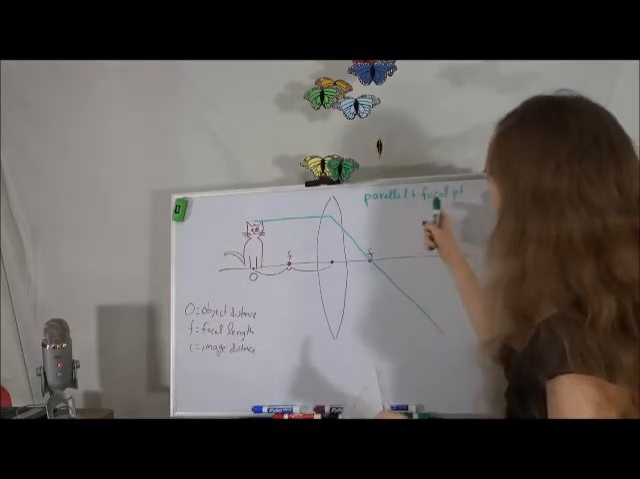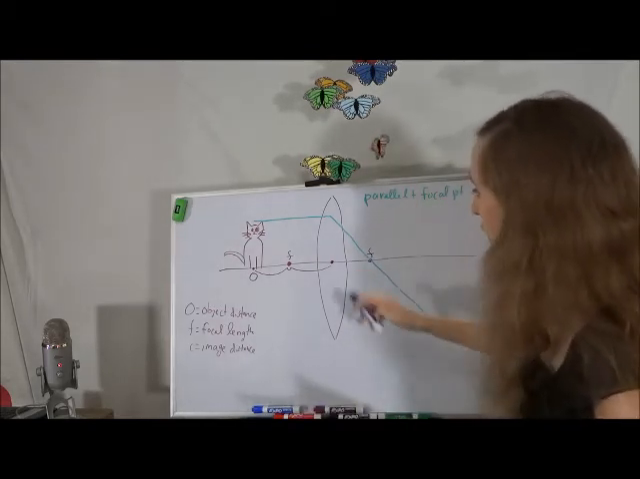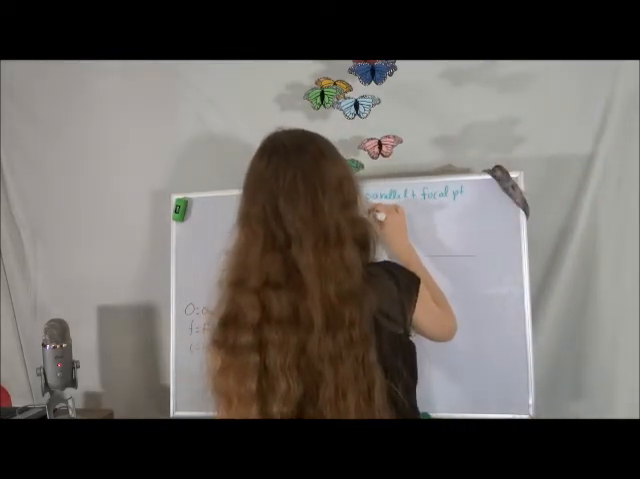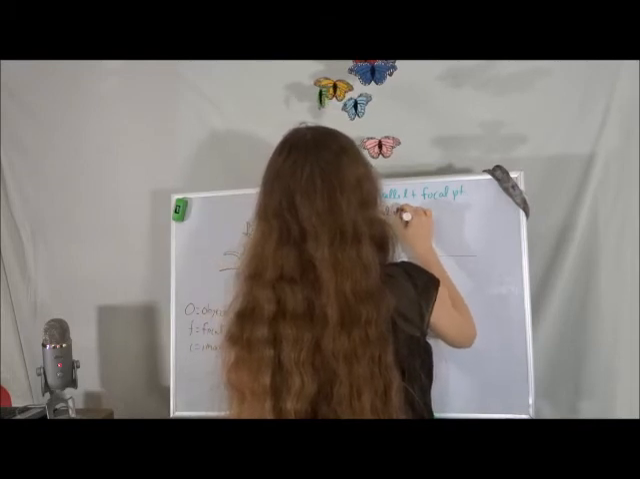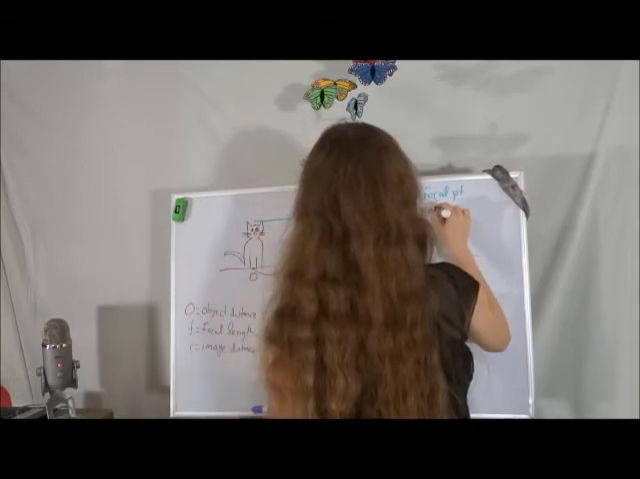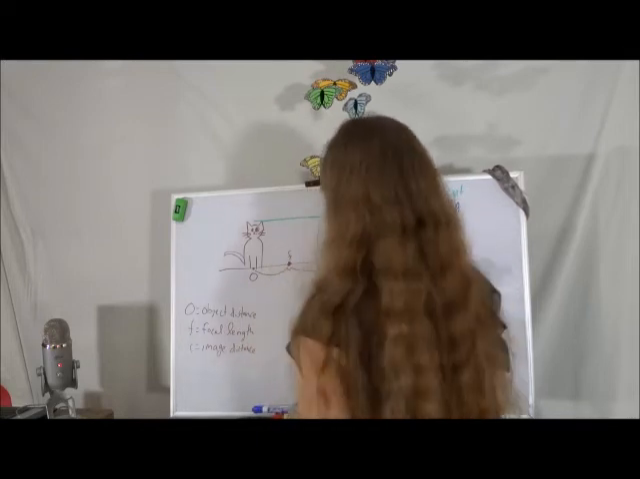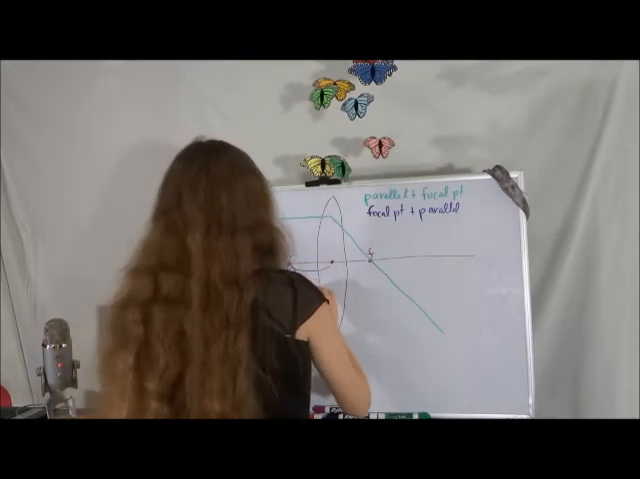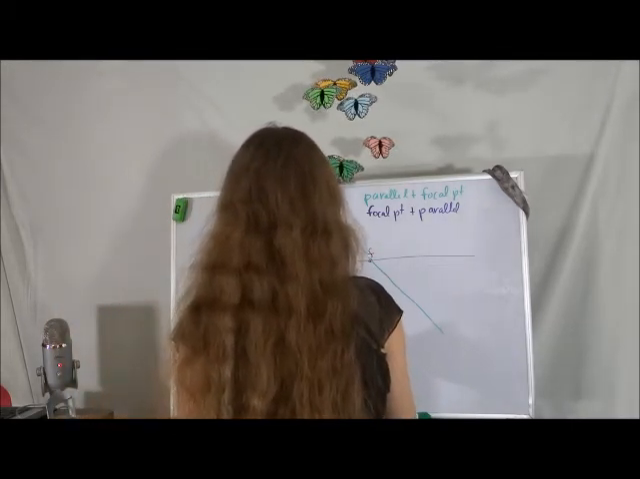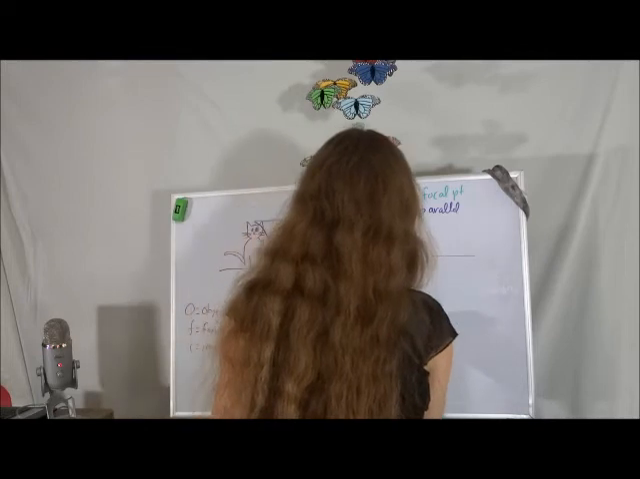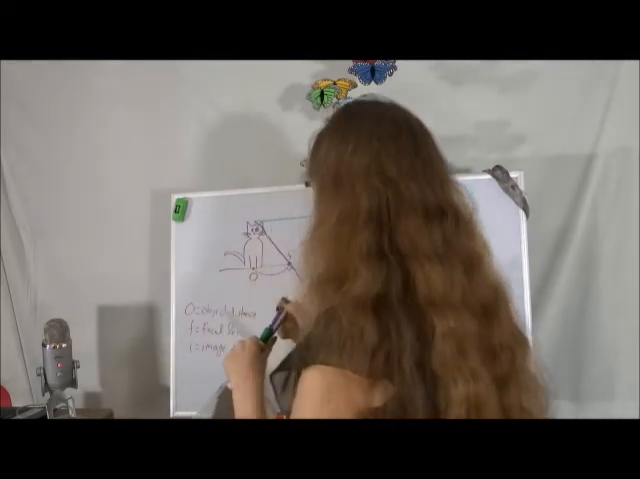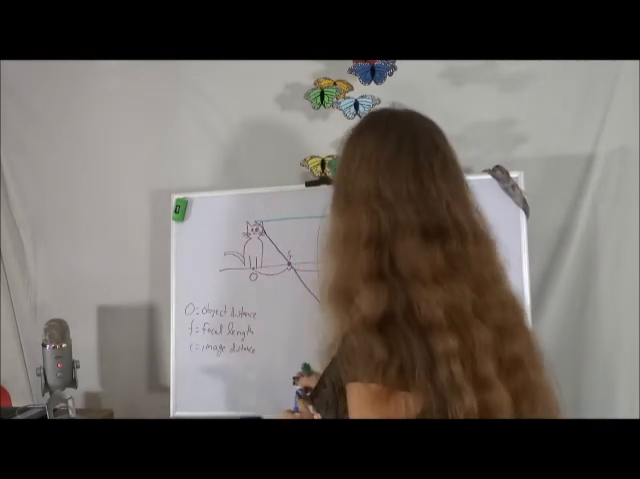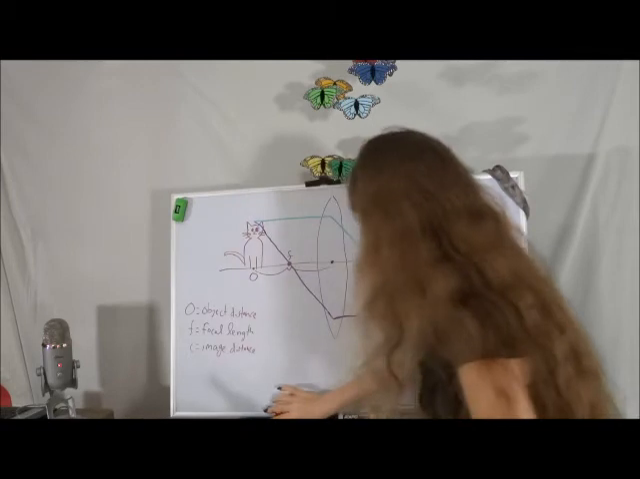So we start by going parallel and then through the focal point. We could also go through the focal point and then parallel. So the purple line is going to be focal point and then parallel. So we're going to go on the top of Cupcake's head, through the focal point. We're going to hit the center of our lens. We're going to come out parallel. And really we should be doing this with rulers to get these lines nice, but we're doing the best we can with the board.